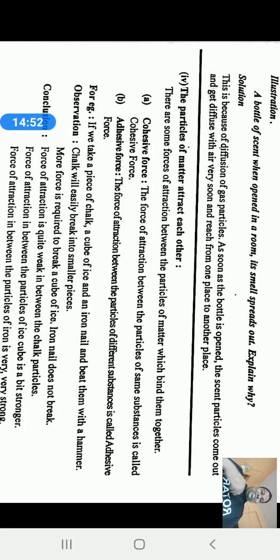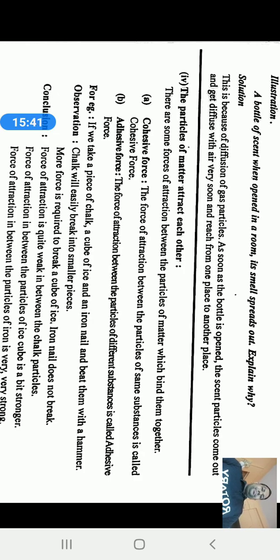Okay. Now, what will be the fourth point? Fourth is characteristics of particles of matter. The particles of matter attract each other. There are some forces of attraction between the particles of matter which bind them together. Here we can observe some forces, the first is cohesive force. The force of attraction between the particles of the same substance is called cohesive force, and adhesive force is the force of attraction between the particles of different substances. Same substances means cohesive force, different substances means what?